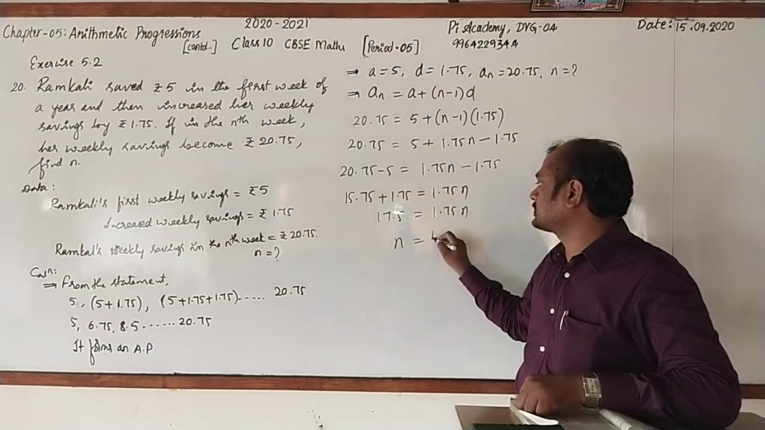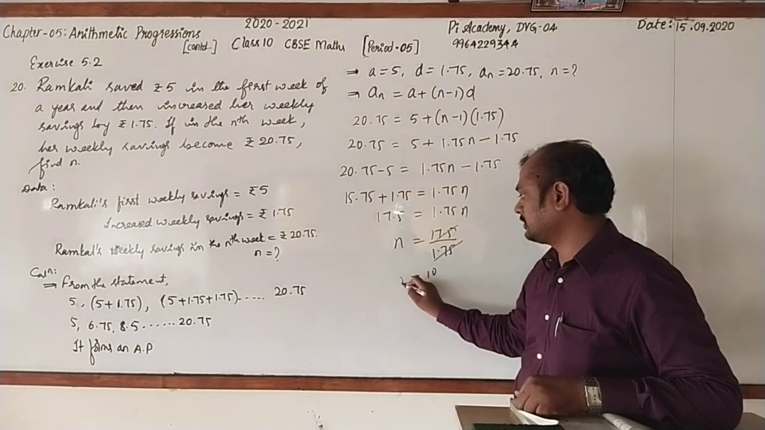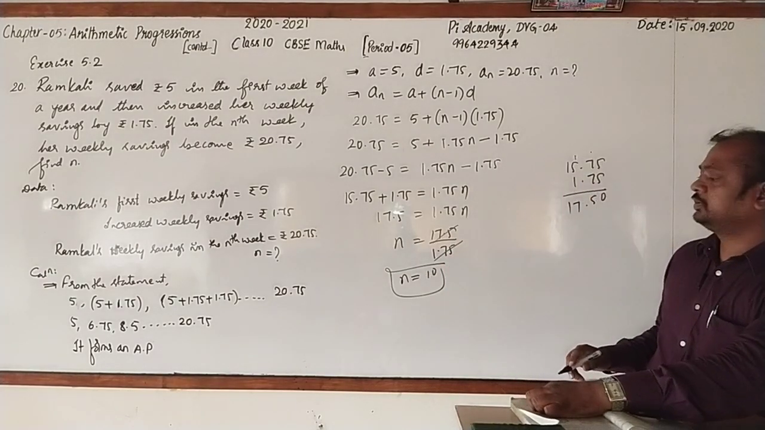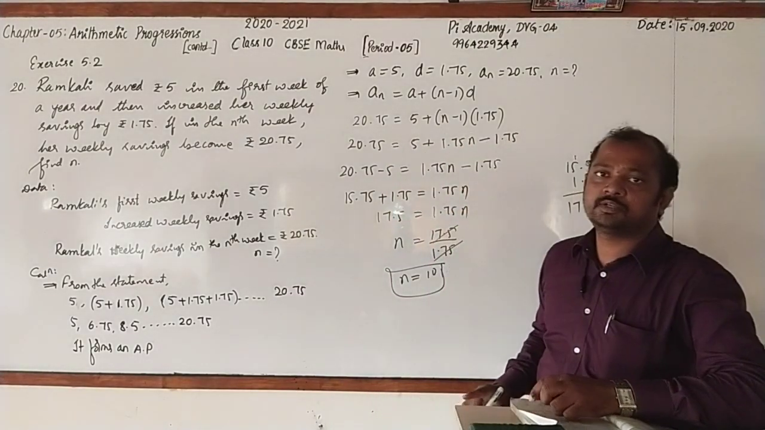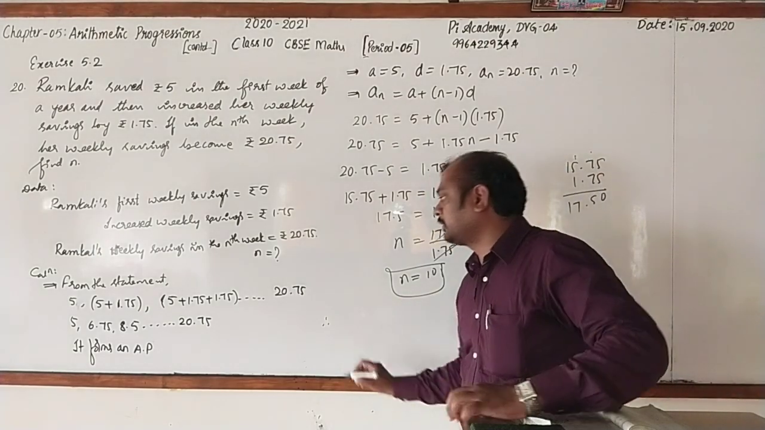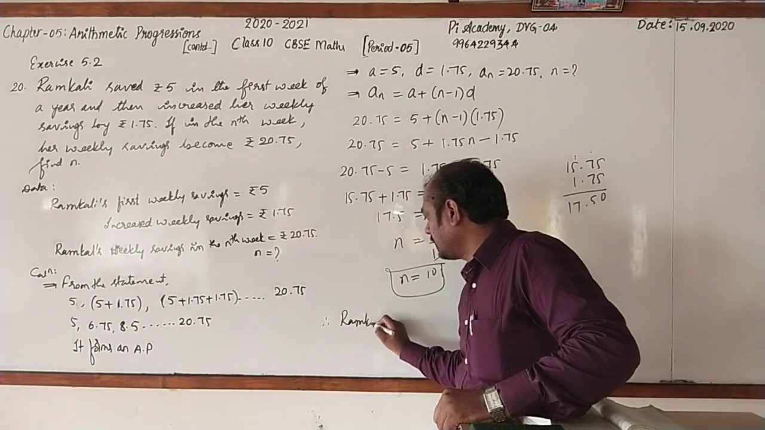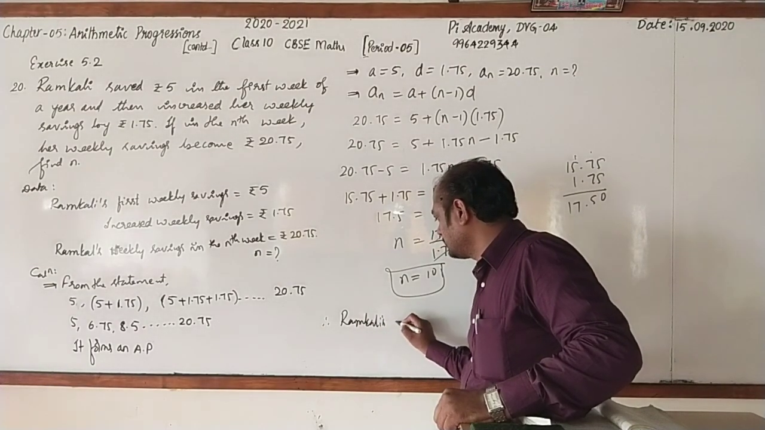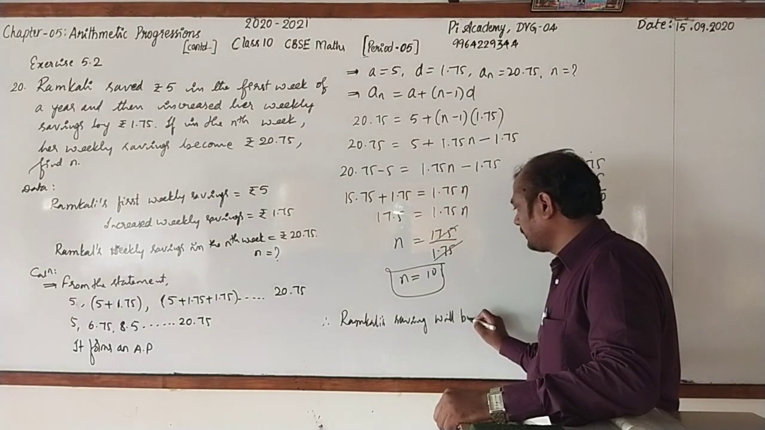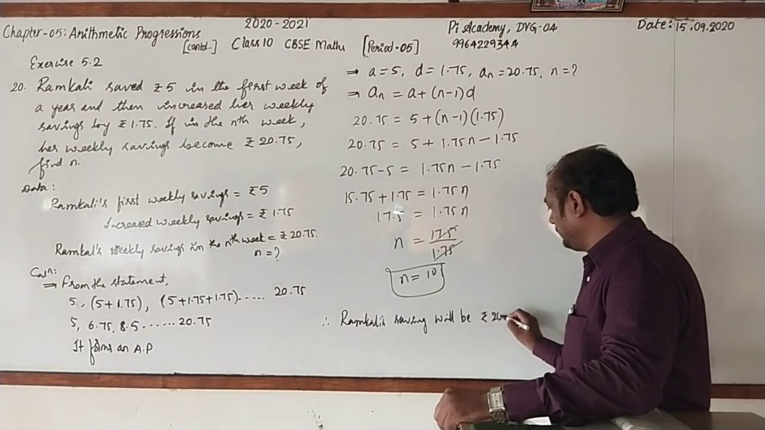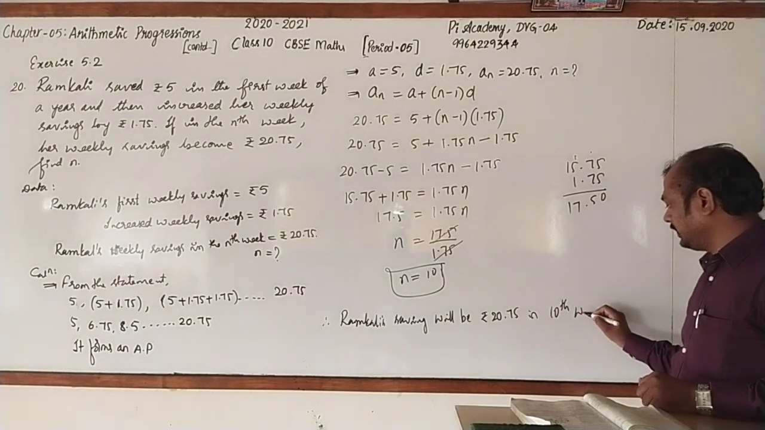So n is equal to 17.5 by 1.75. N is equal to 10. So in the 10th week, our weekly savings will be 20.75. Therefore, Ramkali's savings will be rupees 20.75 in the 10th week.